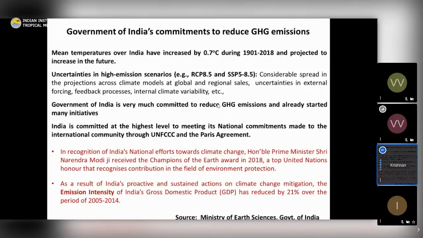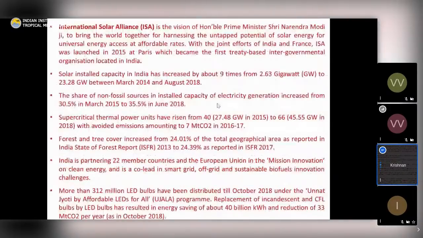At the highest level, India is committed to meeting its national commitments made to the international community through UNFCCC and the Paris Agreement. In recognition of India's national efforts towards climate change, Honorable Prime Minister Shri Narendra Modi ji received the Champions of the Earth Award in 2018, a top UN honor that recognizes contribution in the field of environment protection. As a result of India's proactive and sustained actions on climate change mitigation, the emission intensity of India's GDP has reduced by 21% over the period 2005 to 2014. This is all from the Ministry of Earth Sciences, Government of India.